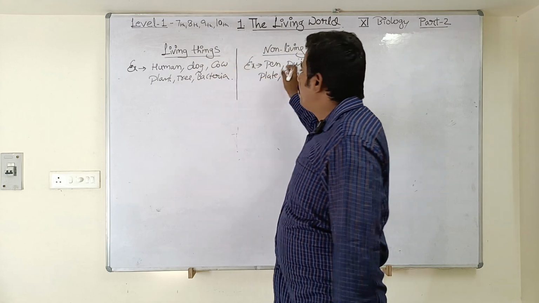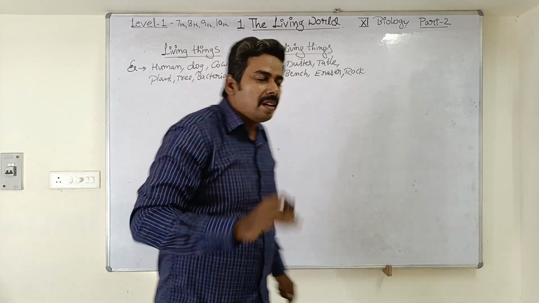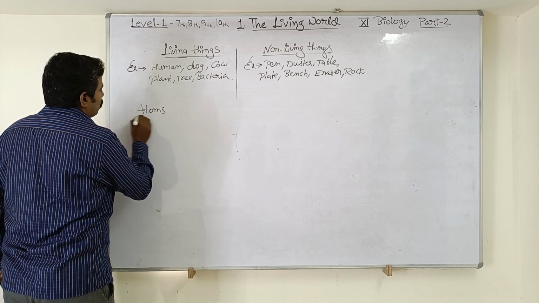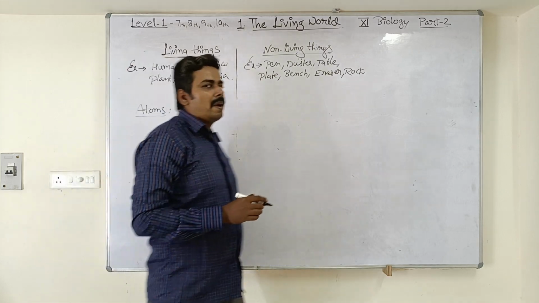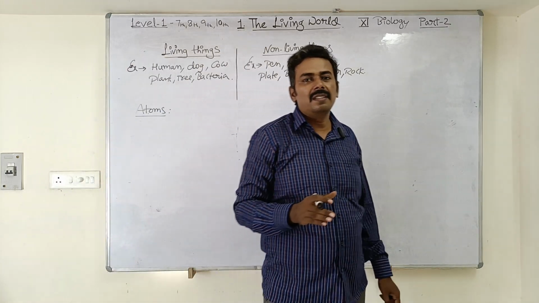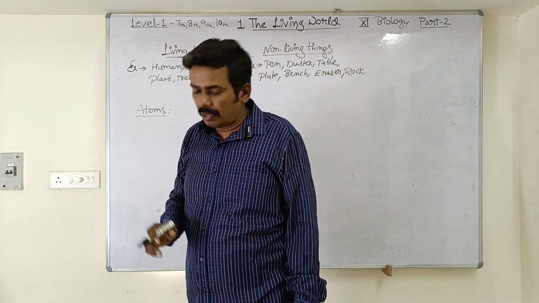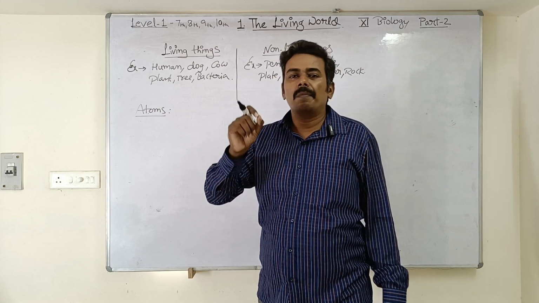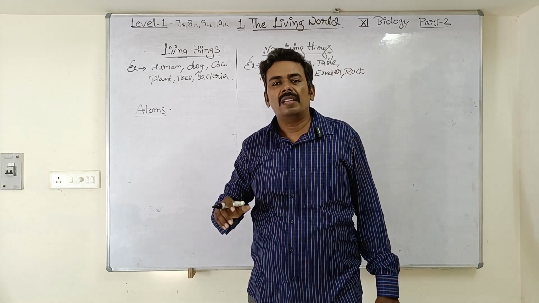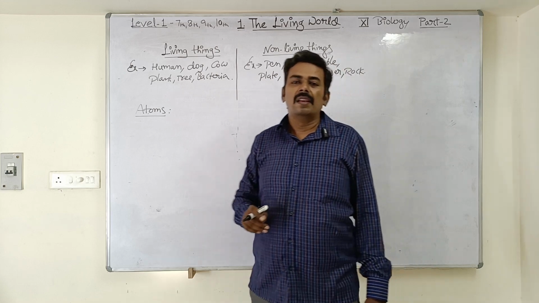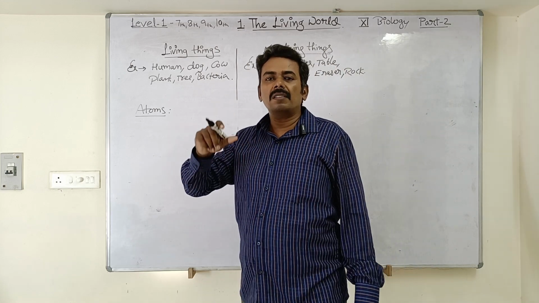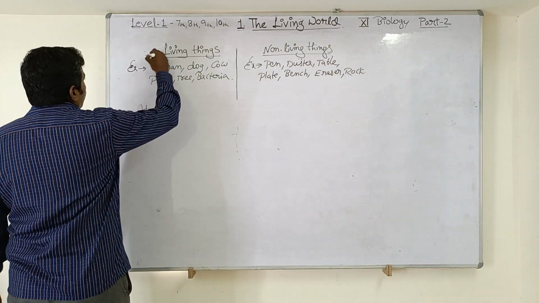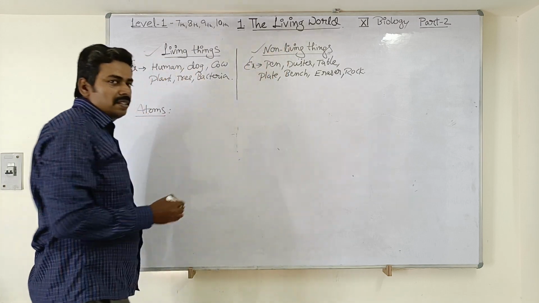Both living things and non-living things are made up of fundamental particles which are called atoms. The concept of atoms might have been taught in your chemistry and physics class. Every object which you see around is made up of fundamental particles called atoms. They are not even visible in an electron microscope. Atoms are made up of electrons and protons, and these atoms are present both in living and non-living things.